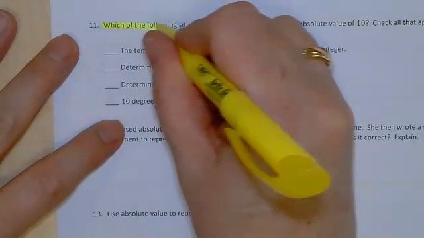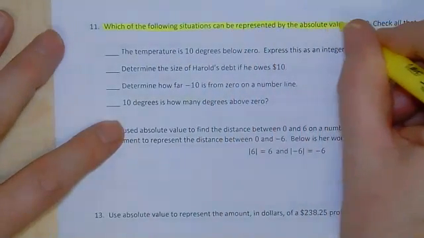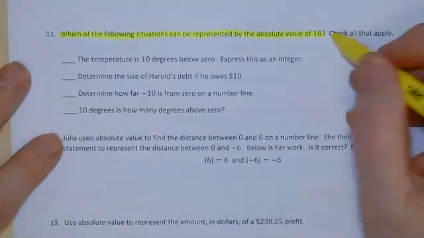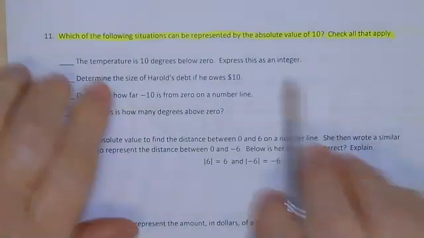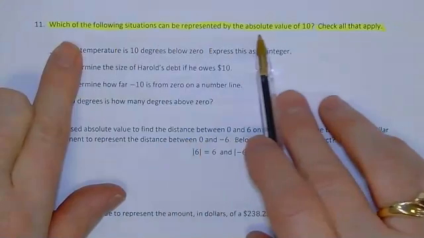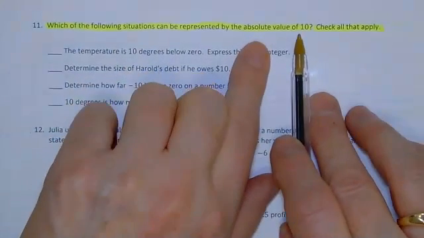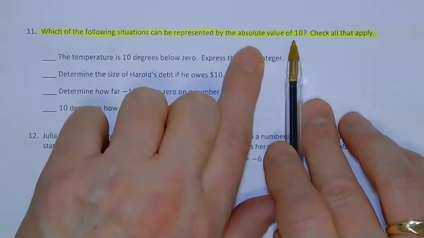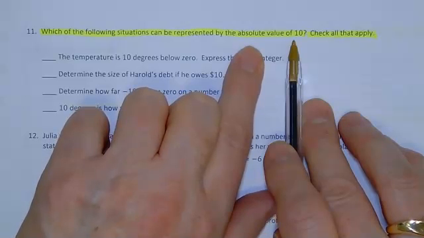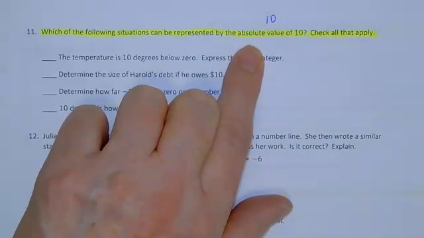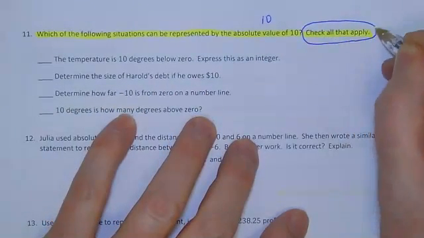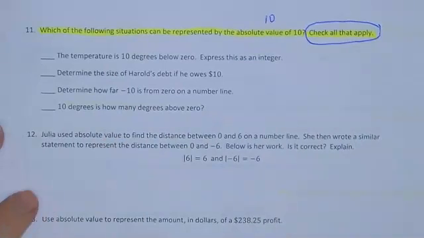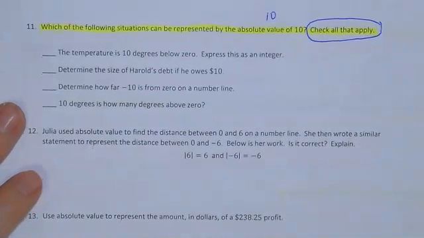Which of the following can be represented by the absolute value of 10? Check all that apply. So let me ask you 2 questions. Look at the first part. Which of the following can be represented by the absolute value of 10? What is the absolute value of 10, Caleb? Absolute value of 10 is 10. So we're looking for any numbers whose answer is 10. What does it mean when it says check all that apply? Taylor? It means there could be more than one, right? Maybe there's only one, but maybe there's more than one.